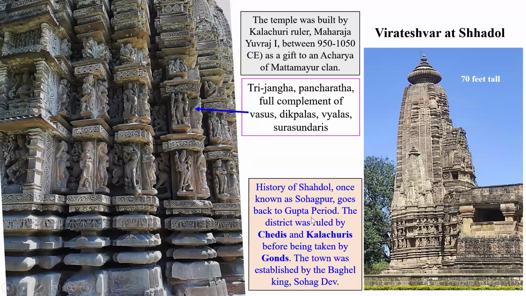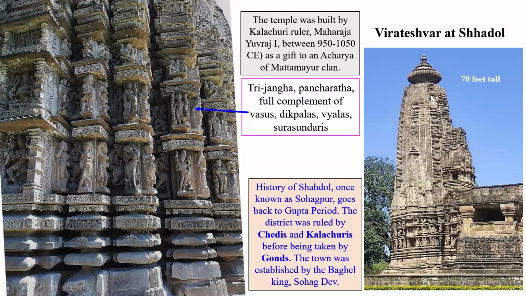Shahdol was originally called Sohagpur. It had been in the Gupta control, then Chedis, then Kalchuris, and finally the Gonds took over. This town was established by Baghel king Sohagadev, therefore it's called Sohagpur, and now it has become Shahdol. But you can see the proportions are different. Given our aesthetics, for this kind of size of mandovara, we would not have expected such a tall, 70 feet tall shikhar.